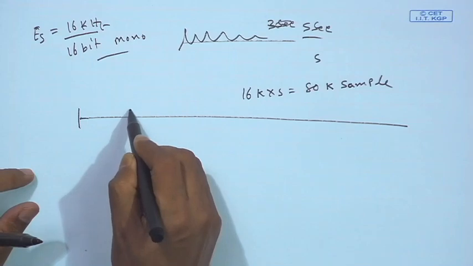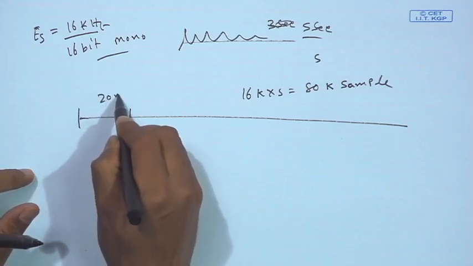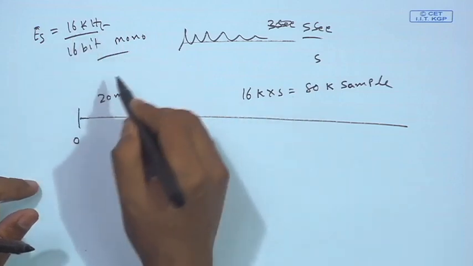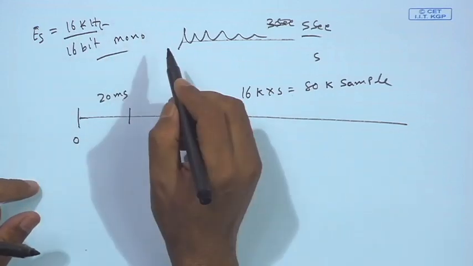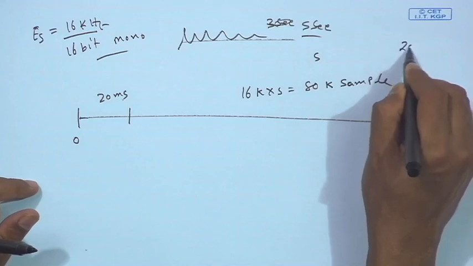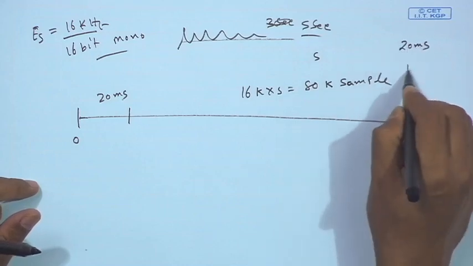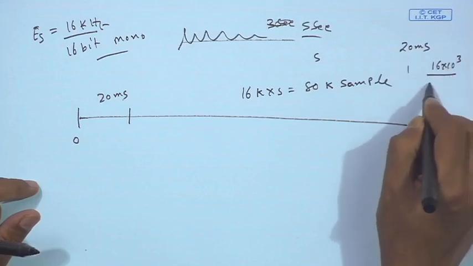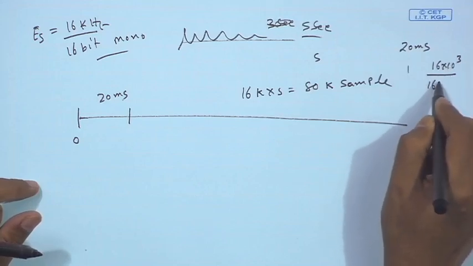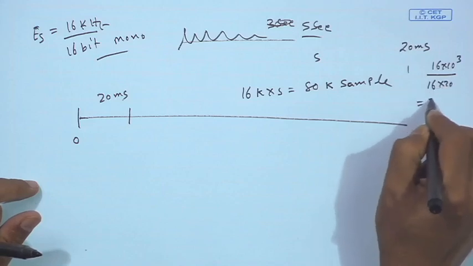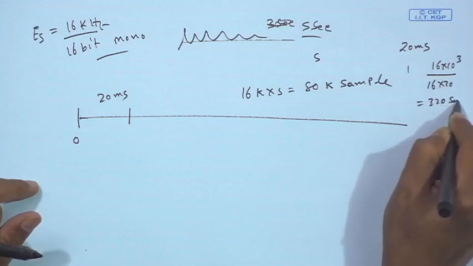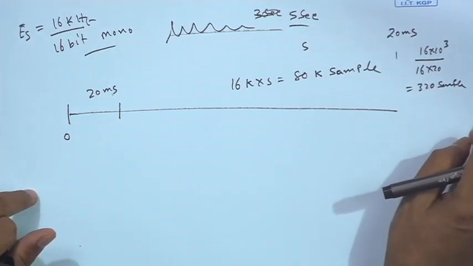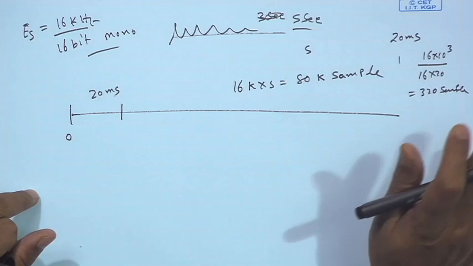I take a window of 20 millisecond. So, I take sample number 0. If Fs is 16 kilohertz, then how many samples will there be in 20 millisecond? In 1 second there will be 16k samples. So, in 1 millisecond 16 samples. So, in 20 millisecond I can get 320 samples. Okay. So, there are 320 samples in 20 millisecond.